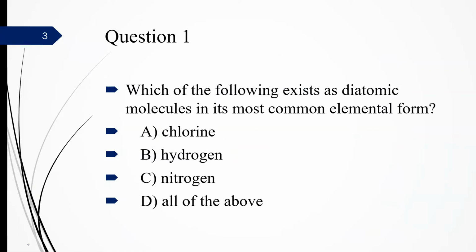This is a little bit of a review from Chem 120. We want to think about which of the following exist as diatomic molecules in their most common elemental form. That means that there are two atoms making one molecule, and that should be our chlorine, hydrogen, and nitrogen. So all of those exist as diatomics.